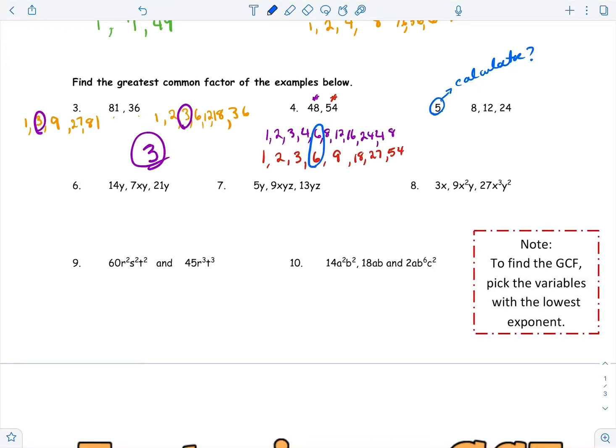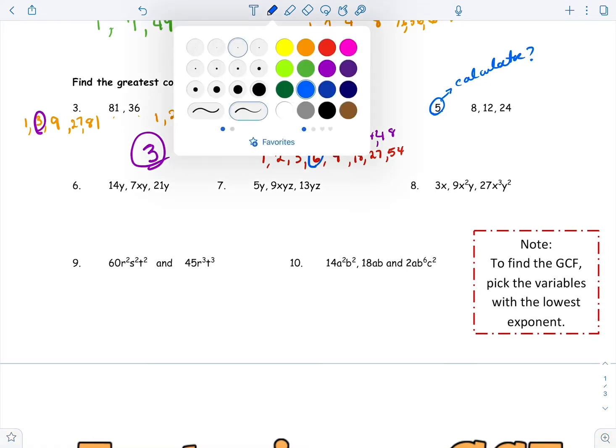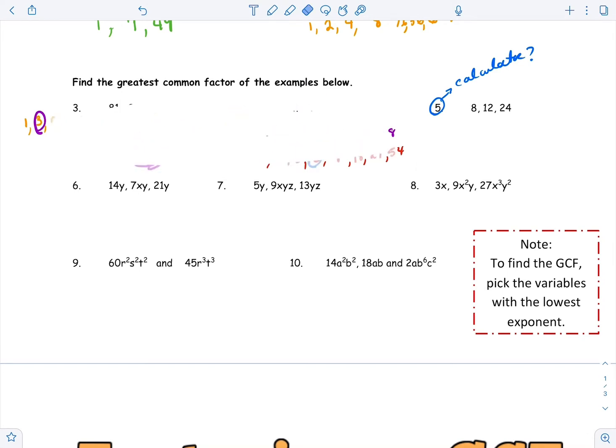So what does it look like with letters? All right, what does it look like with letters? We talked about all of these here, but these are just numbers. Now we want to talk about letters. So with number 6, we have 14y, 7xy, 21y, right?